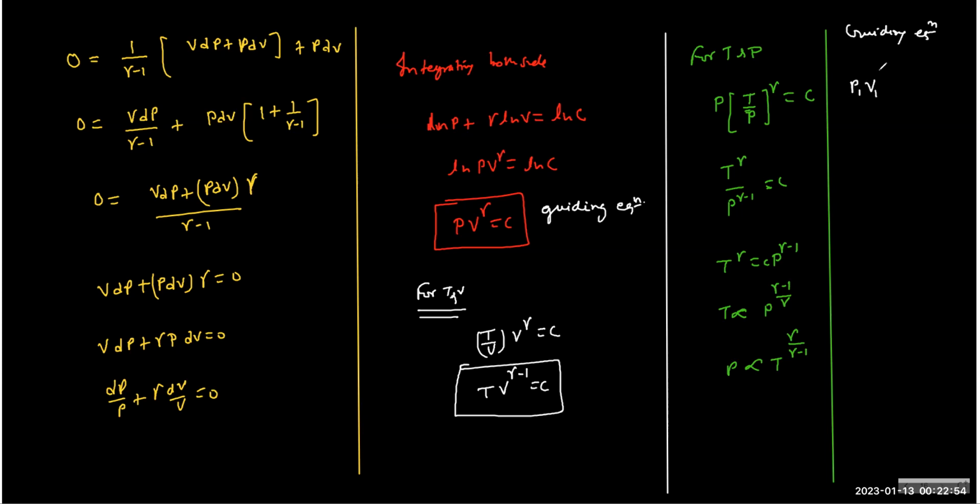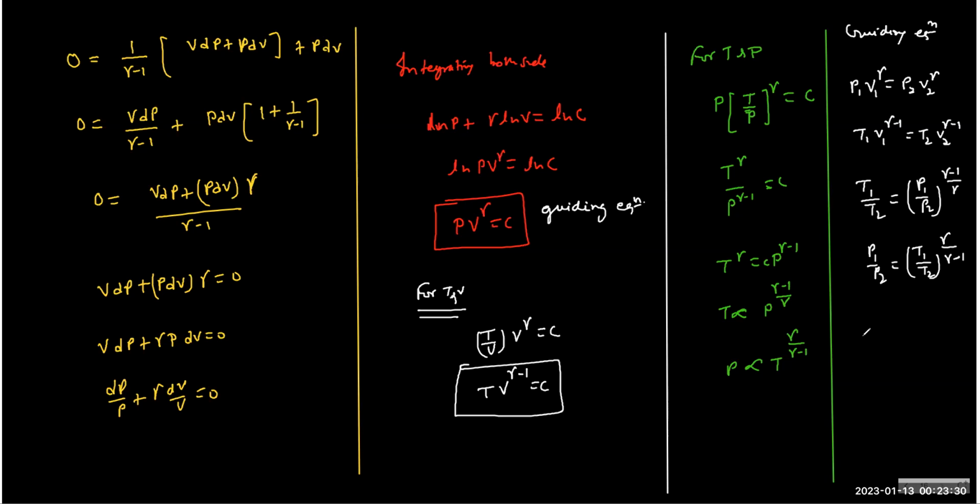So P1 V1 power gamma is P2 V2 power gamma. T1 V1 power gamma minus 1 is T2 V2 power gamma minus 1. And I mean, there are many ways for pressure: we can say T1 by T2 is P1 by P2 power gamma minus 1 by gamma, or P1 by P2 is T1 by T2 power gamma by gamma minus 1. So these are the set of equations that you have to manipulate and use.